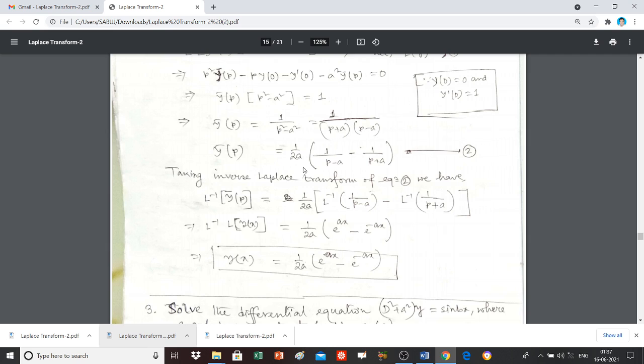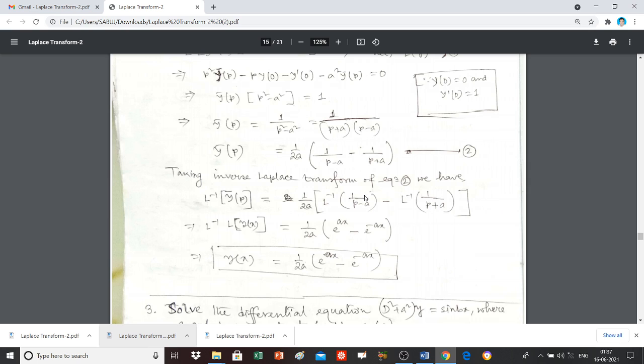So taking the inverse Laplace transform of both sides of equation number 2, we have L inverse of y(p) equal to 1 by 2a, then L inverse of 1 by (p minus a) minus L inverse of 1 by (p plus a). You know that y(p) is nothing but the Laplace transform of the function y(x). So L inverse of L of y(x) is equal to 1 by 2a.